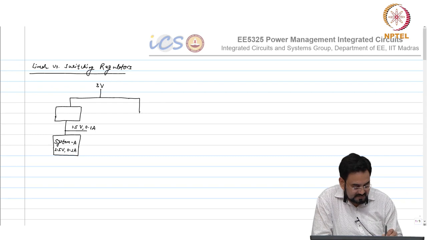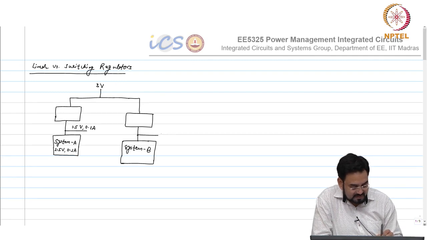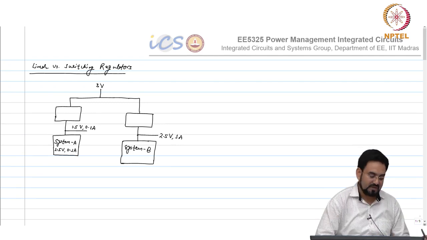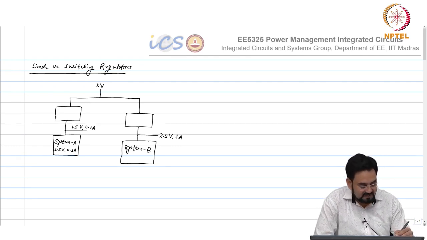Then I have another system, let me call it system B, which requires, let us say, 2.5 volt and 1 amp. So I have to convert this 3 volt to 1.5 volt for system A, and for system B I want to convert 3 volt to 2.5 volt.